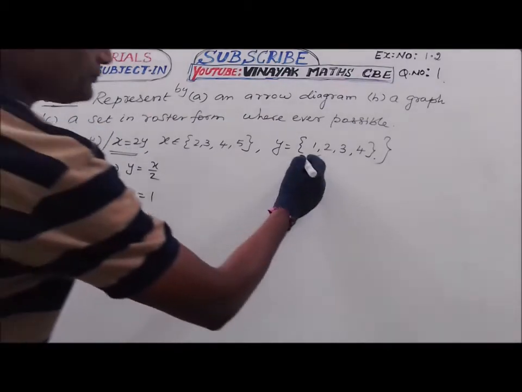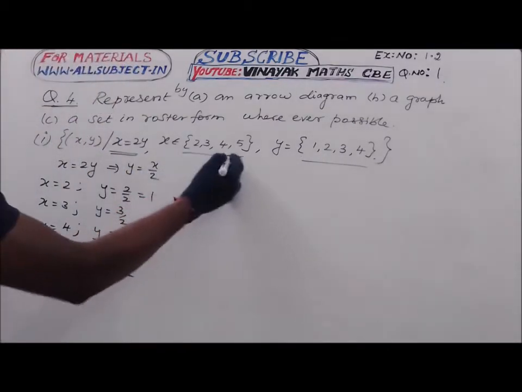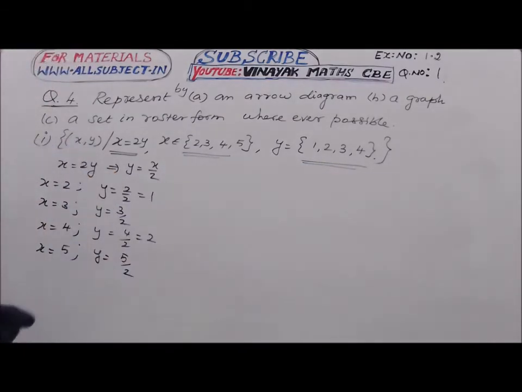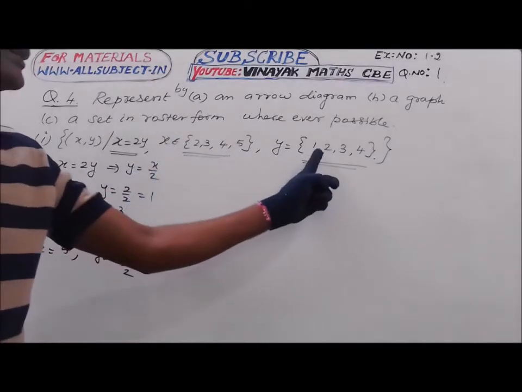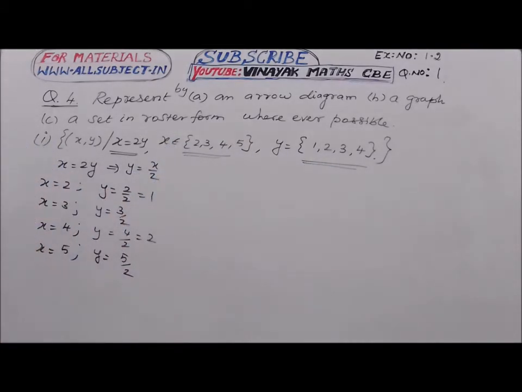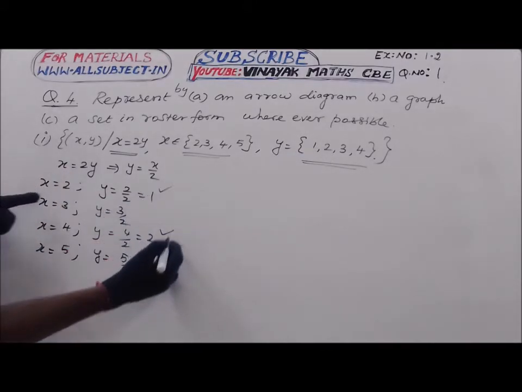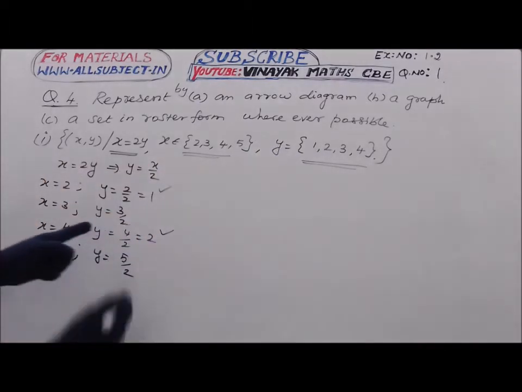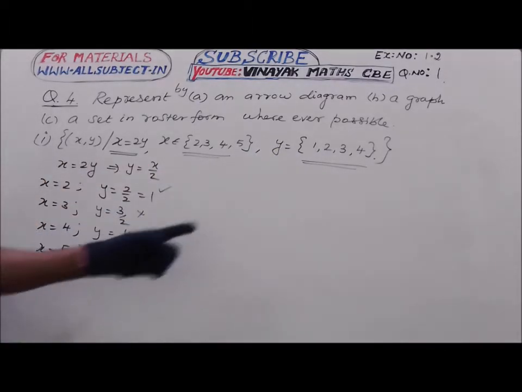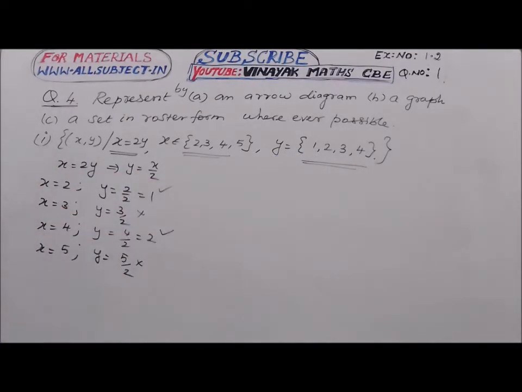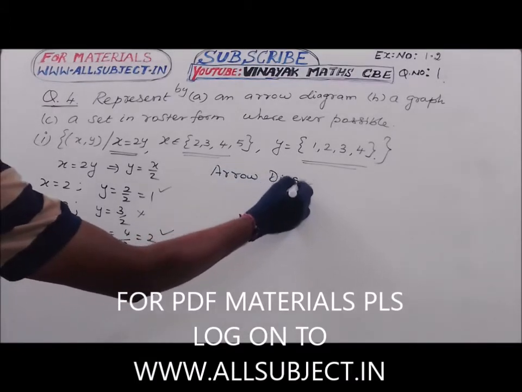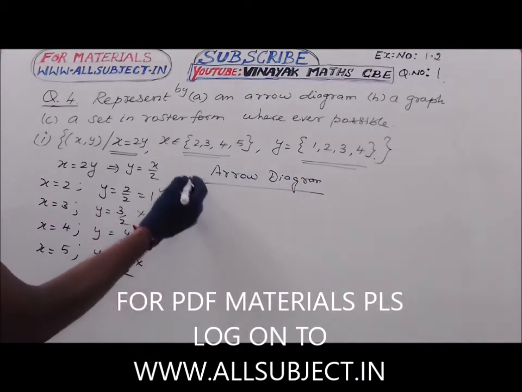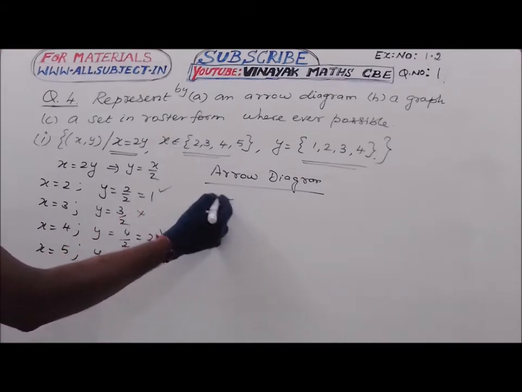Look at the codomain. The first set is known as the domain and the second set is known as the codomain, because this is formed from x to y. In this, the y values will belong. Now the y values 1 and 2 only belong to set Y. The remaining 3 by 2 and 5 by 2 do not belong to Y. Therefore, now we are drawing the arrow diagram here. The arrow diagram is from set X to Y.